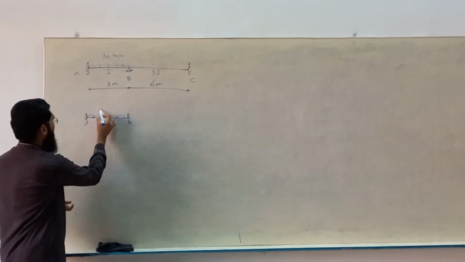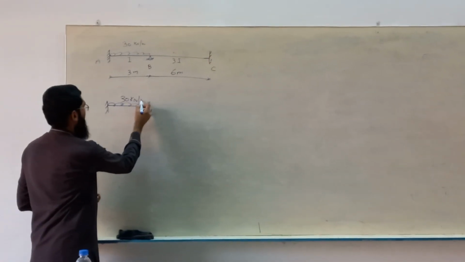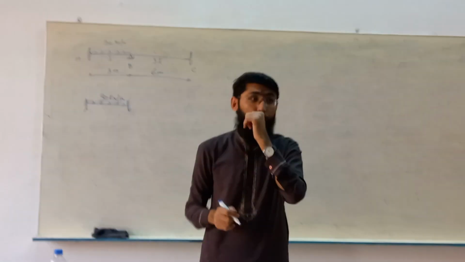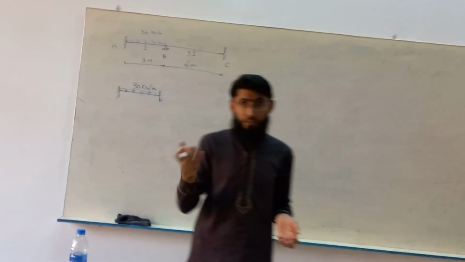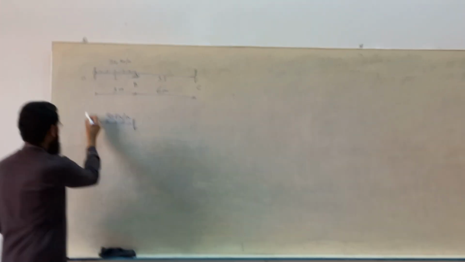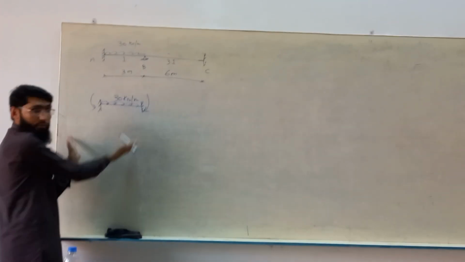What should be the moments? Tell me. At the end, WL square by 12. WL square by 12. This is good to remember these results. WL square by 12. These are the directions. I hope you remember them.